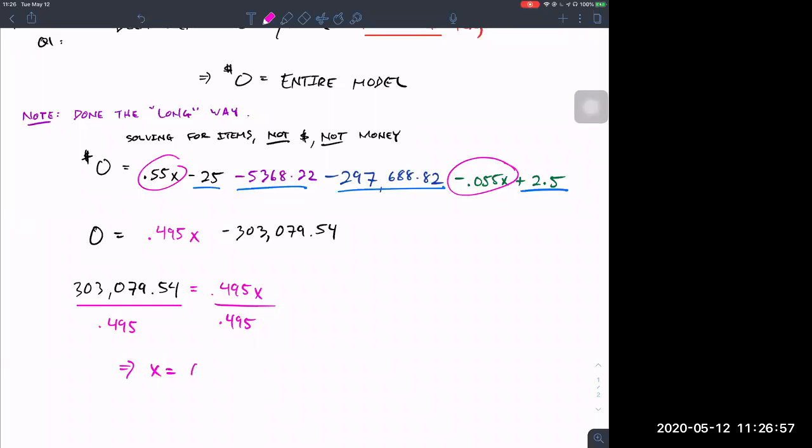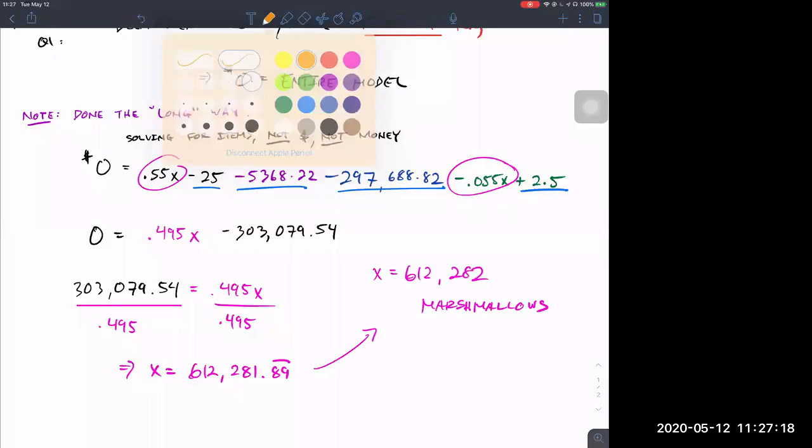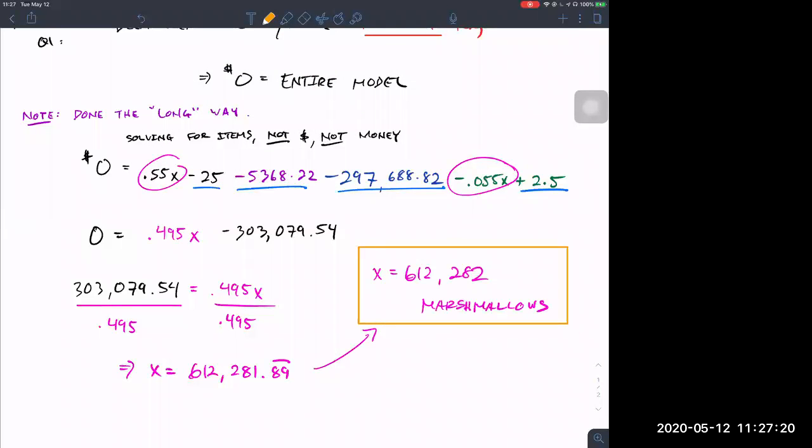You get an exact answer of 612,281.89 repeating, but then the expected answer will be x equals 612,282. I think we're talking about marshmallows here. So you can see that, and I've seen it in some of your homeworks as well, right? Whether you do this long way, which is, again, the traditional, albeit inefficient, it's far from wrong.